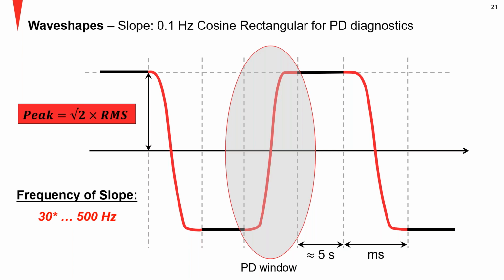When you do PD measurement with this waveform, you have to correct it for the peak. Remember, you also want to catch the voids, not just the interface, the surface discharges. So you have to go a little bit higher in voltage to get the peak, but that's perfectly fine.